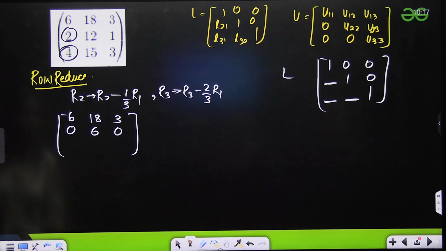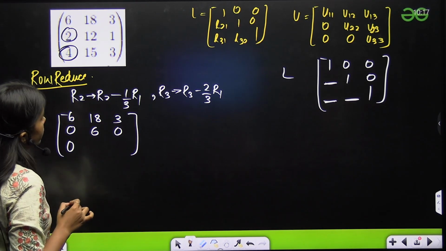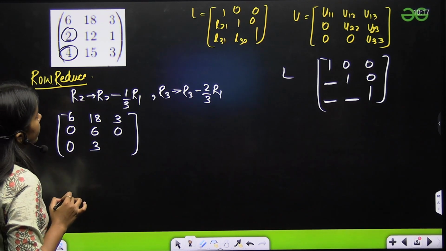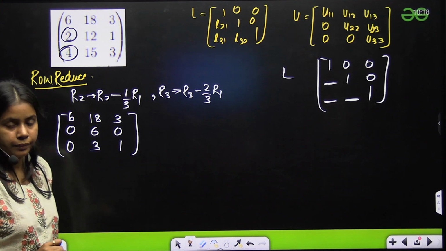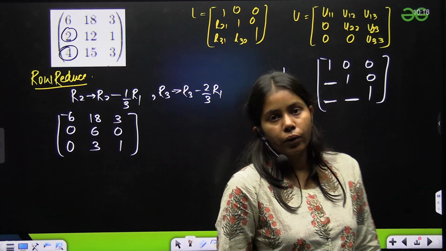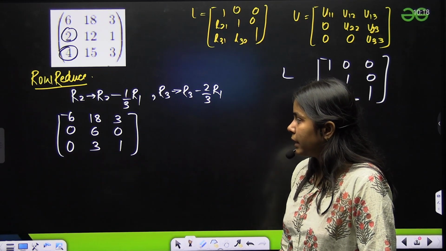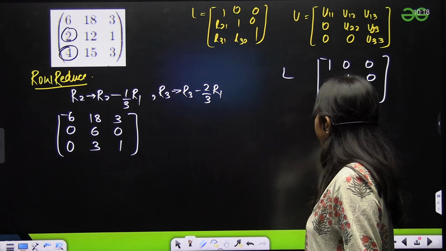Right, chalo. Let's move forward. R3 minus 2 by 3 R1. This would be 0. 15 minus, this would give me 3, and 3 minus 2, that would give me 1. Right? This is my row reduction. Now we have to move forward, but you can see that these 2 values would become 0 after this pivot entry, but I haven't filled these values.